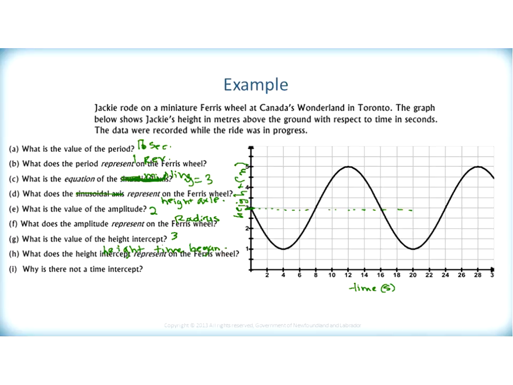Why is there not a time intercept? Why doesn't this function cross the x-axis, or the time intercept? The reason is that if it crossed the time intercept, the height would be 0, so Jackie's seat in the Ferris wheel would hit the ground, and we can't have that. Of course we can't have the height being 0 for a Ferris wheel.